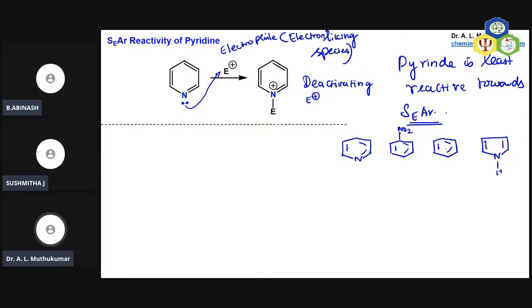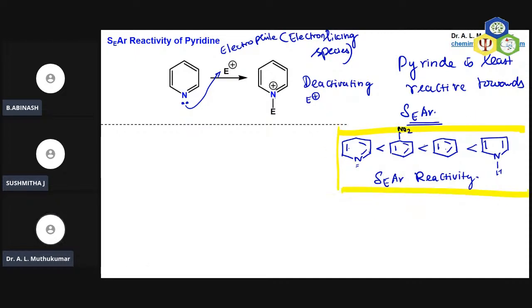If they are asking about SEAr, aromatic electrophilic substitution reactivity, pyridine will be the least. You have to know that it forms a complex and deactivates the ring, so this will be the least reactive towards aromatic electrophilic substitution. You may be studying that nitrobenzene is least reactive, but even less reactive is pyridine. Pyridine is less reactive than nitrobenzene, and comparatively benzene will be more reactive. When you compare benzene and pyrrole, pyrrole will be more reactive. You may expect this type of question in part B of the CSIR exam.